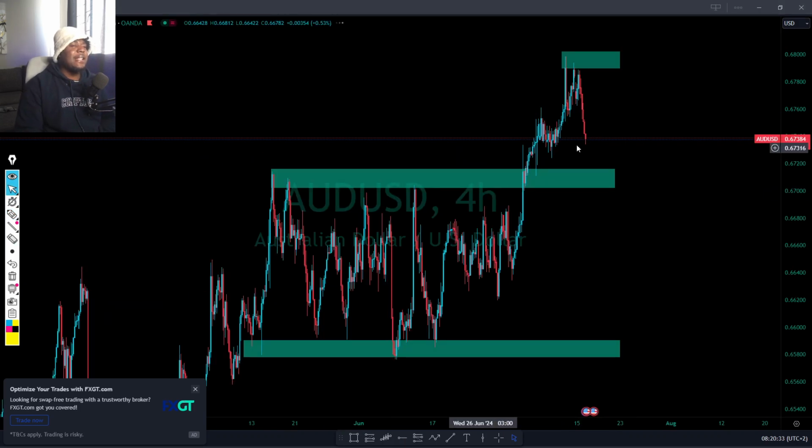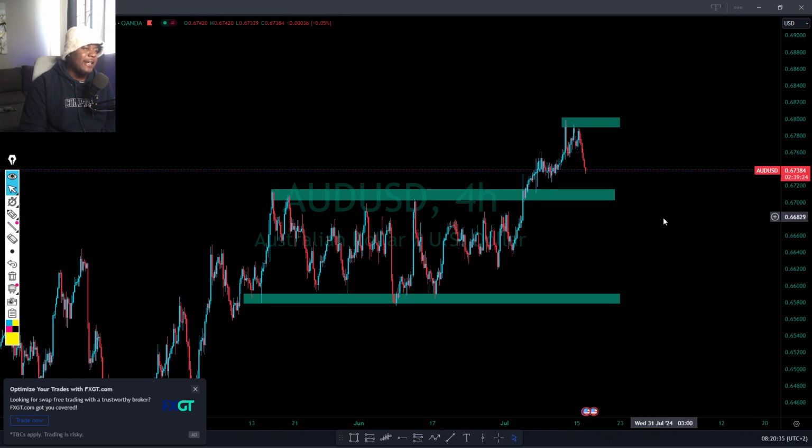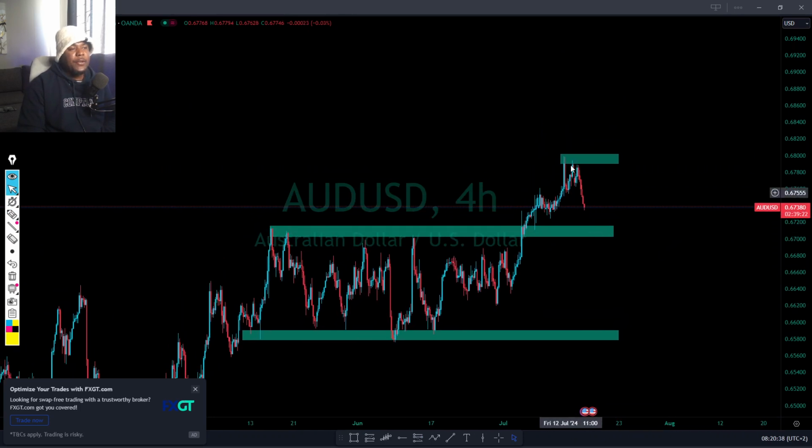So let's push to the next one, which is AUDUSD. You can see that the dollar is getting stronger. You saw that on DXY. So we can see that the market is doing what? It's reversing. But where can we actually take a trade? It's actually from this area.